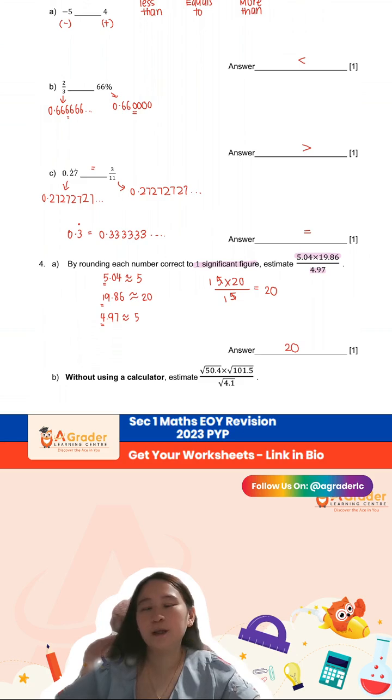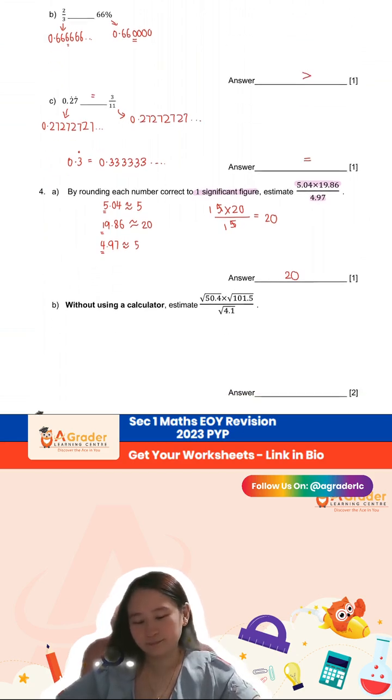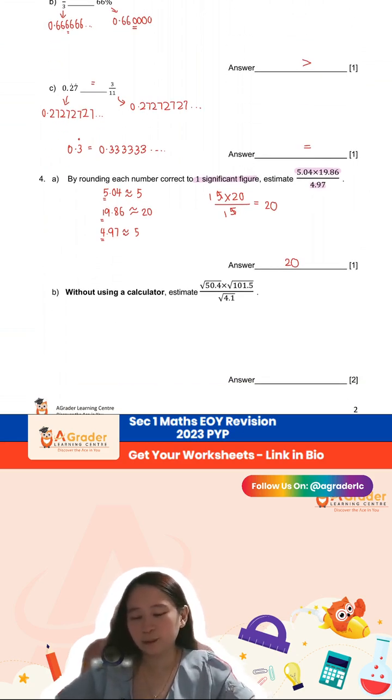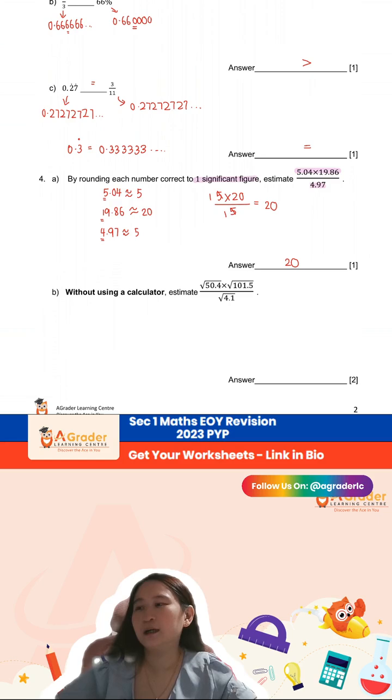And you want to try for part B? So the keyword here is without using a calculator. Otherwise you can use a calculator and then round off your answer. Yep. So for part B, you round off the number that's inside the square root to the nearest square number. Then you can estimate more easily. Yep, those who got 35 are correct.